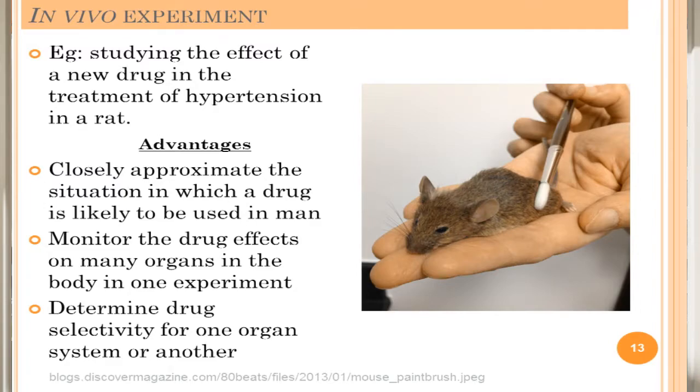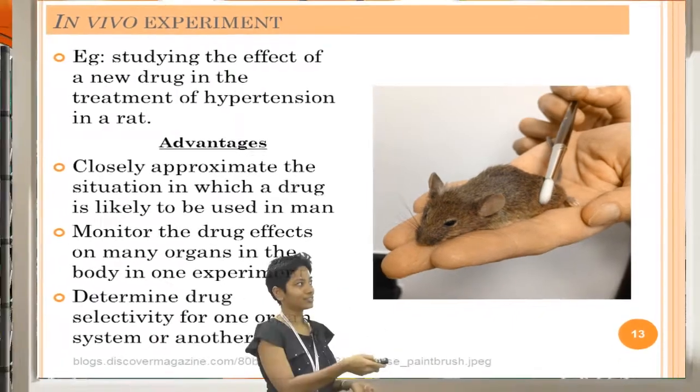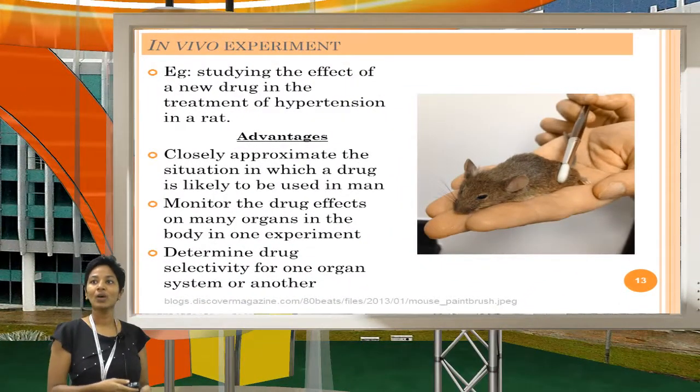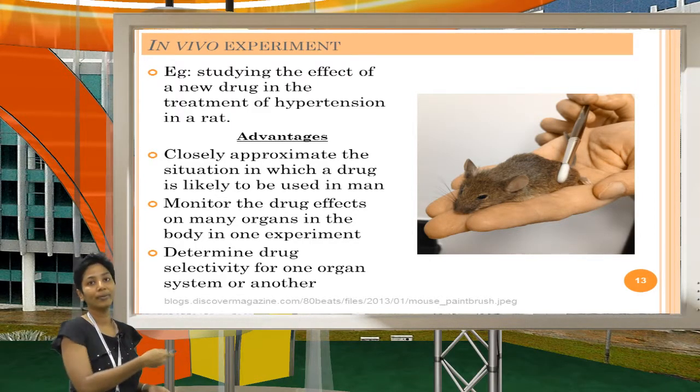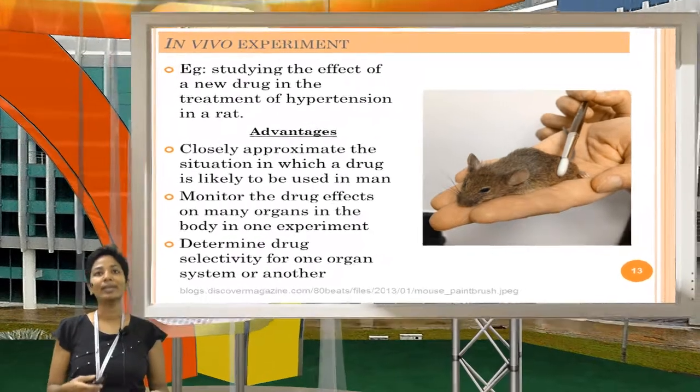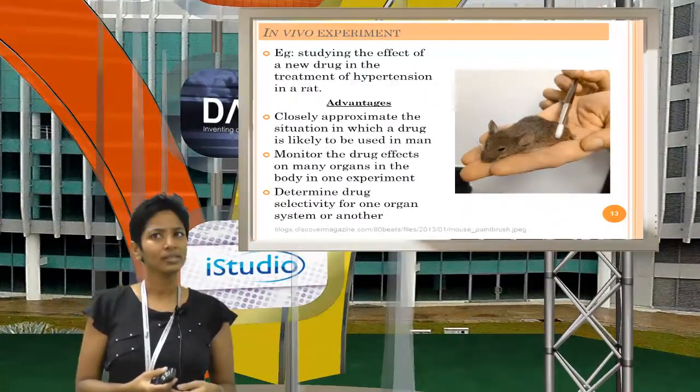Then we talk about in vivo experiments. So what is vivo? Vivo means living things. So here, in living things, it's about taking animals, the rats or the guinea pigs. Once you take them, then you test for a drug. It can be for any disease. So it can be for hypertension in a rat, or it can be for diabetes, or name it, any disease that can be done. What is the advantage?